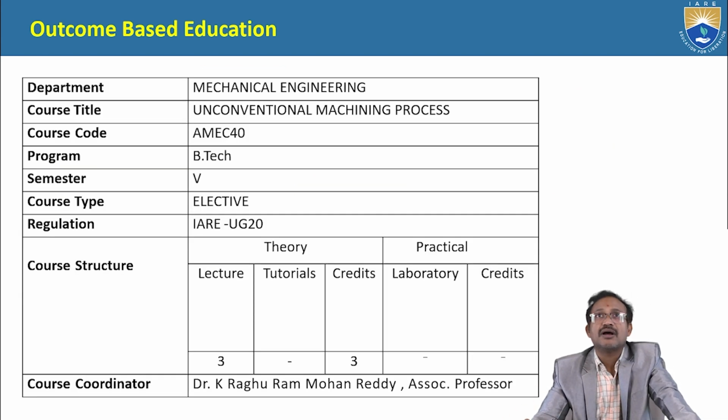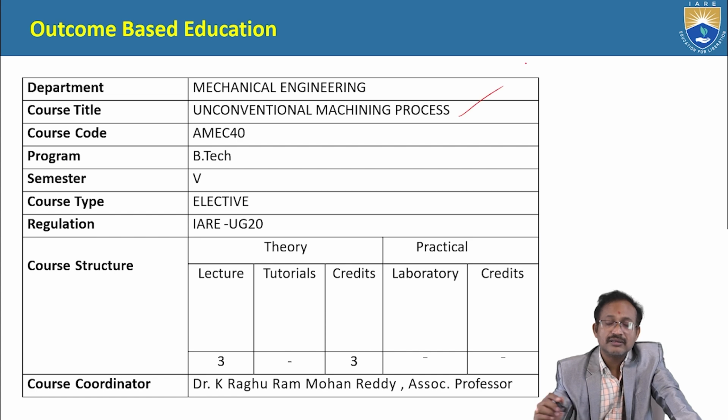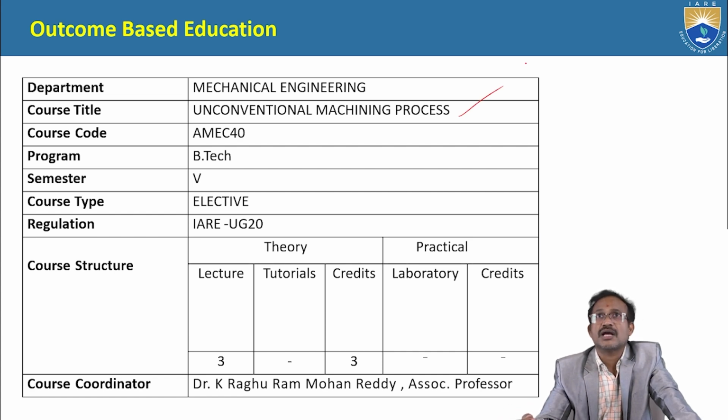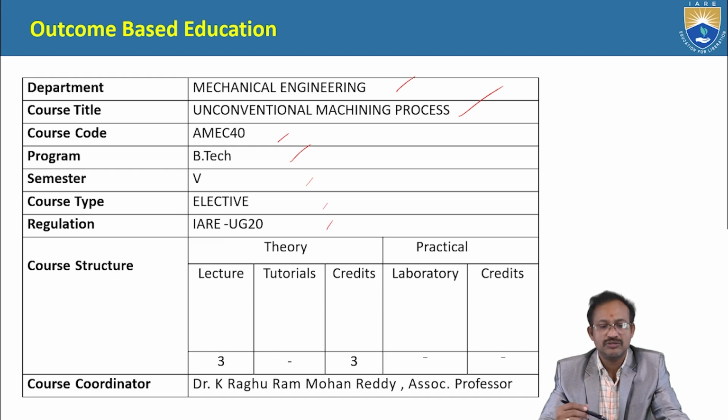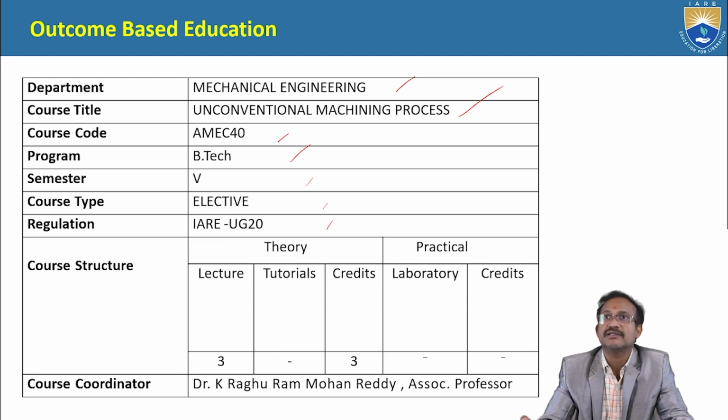Now, outcome based education for the present course, unconventional machining process. Department name: mechanical engineering. Course title is unconventional machining process, course code AMEC 40, program is BTech, semester 5, course type elective, regulation IARE, undergraduate course 20 UG. Here the course structure has these modules: lecture, tutorials, credits, laboratory, and credits.